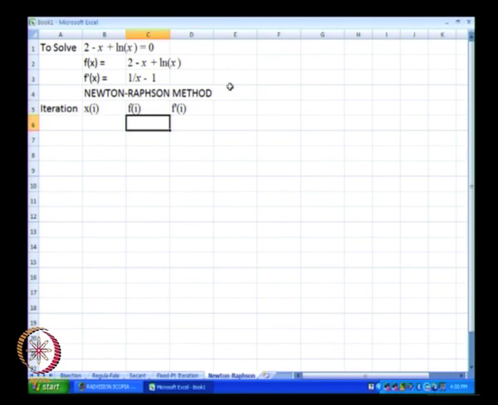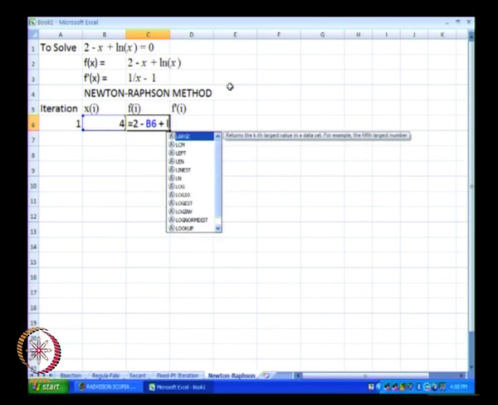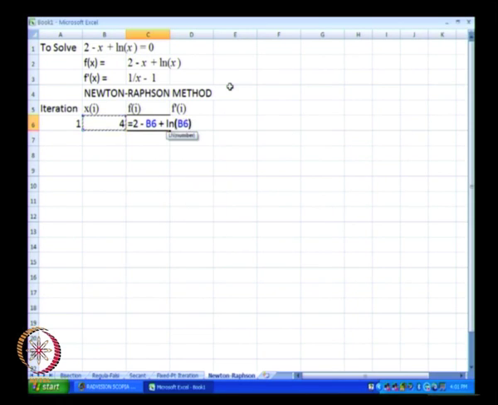Okay, this is what we get. The iteration index will start with 1 and xi as before will start with 4, and f of I is nothing but 2 minus xi plus ln of xi. Okay, and f dash is nothing but 1 divided by xi minus 1. So this is our fi, this is our f dash of I.